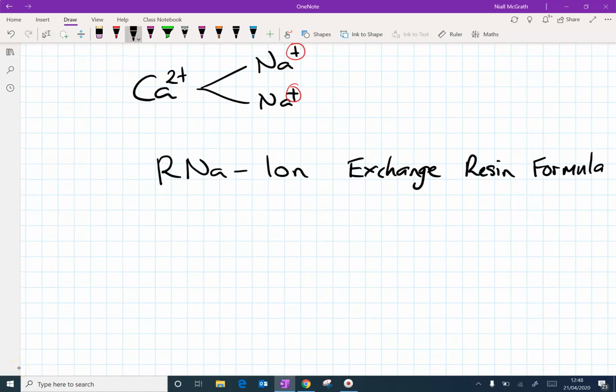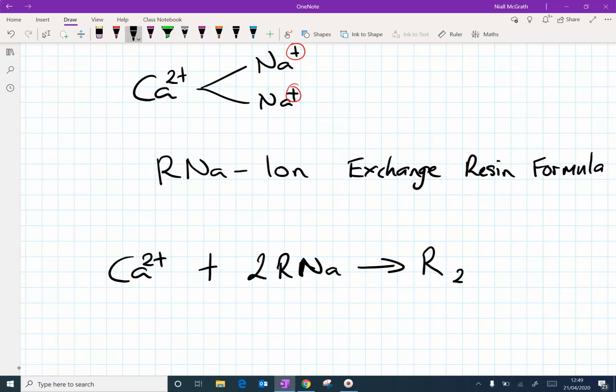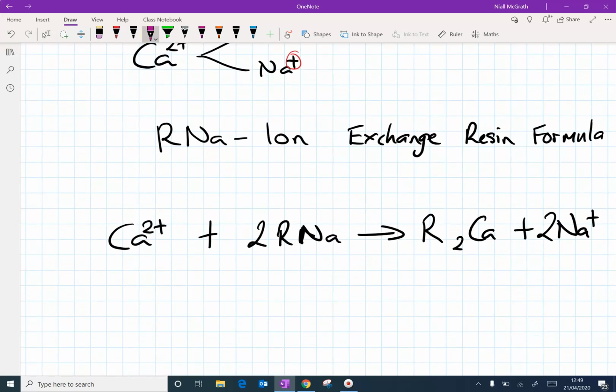So if we look at our formula for our hard water, we're just going to look at the ions that we're interested in. In this case, we're going to go with calcium. So we look at Ca2+ plus 2 Na, and when they react together, you have R2Ca plus 2Na+. Here again you'll see that there's 1 calcium for every 2 Nas.